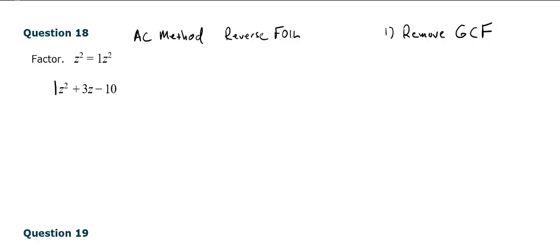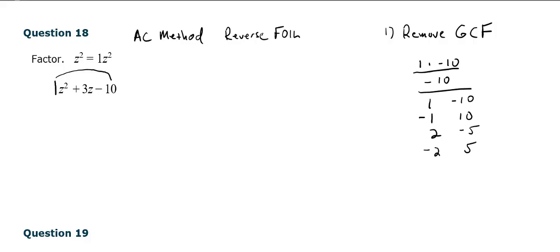So using the AC method or the reverse FOIL method, we take the leading coefficient, which in this case is 1, multiply it times the coefficient of our last term, or our constant in this case. 1 times negative 10 is negative 10. So next, I'm going to write down all the ways to get negative 10 in multiplication. 1 times negative 10, negative 1 times 10, 2 times negative 5, and negative 2 times 5.